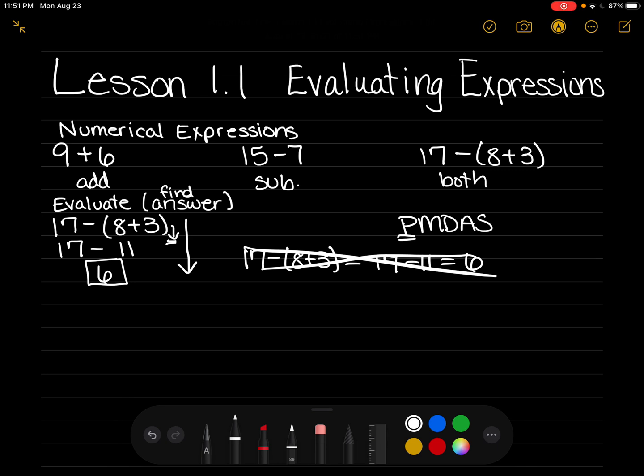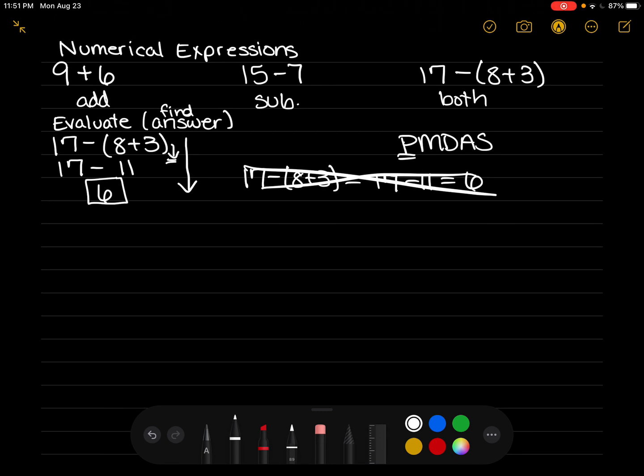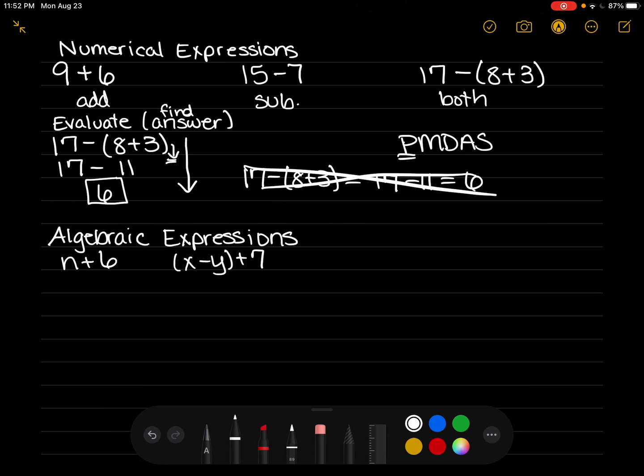Now let's talk about algebraic expressions. Algebraic expressions usually have a variable in them, which we will talk about in just a minute. Algebraic expressions are things like n plus 6 and x minus y plus 7. So these have a variable in them, and we'll talk about what a variable is.